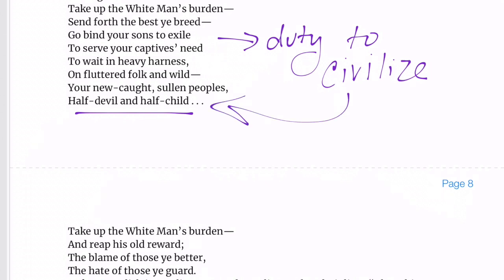Take up the white man's burden, to reap his old reward, the blame of those ye better, the hate of those ye guard.